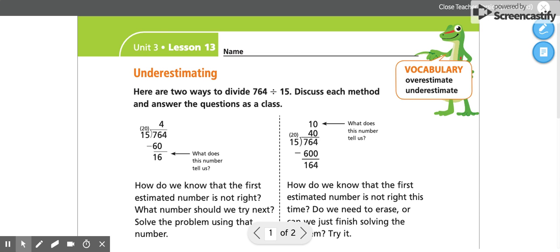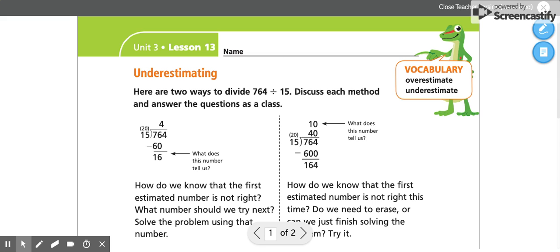This is Mrs. Naslund, and today we'll be doing Unit 3, Lesson 13, Too Large, Too Small, or Just Right. Today we'll be talking about estimating when we're looking at double-digit by triple-digit numbers, and we'll talk about when we overestimate and when we underestimate. So we'll start with underestimate.